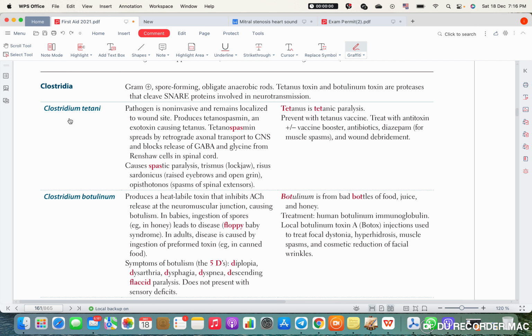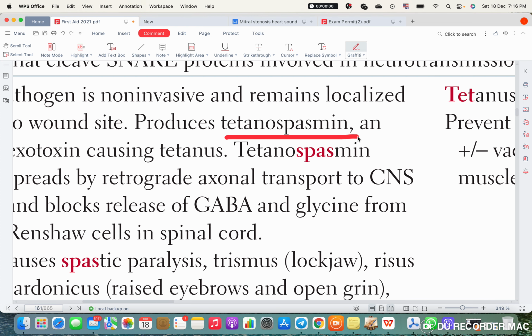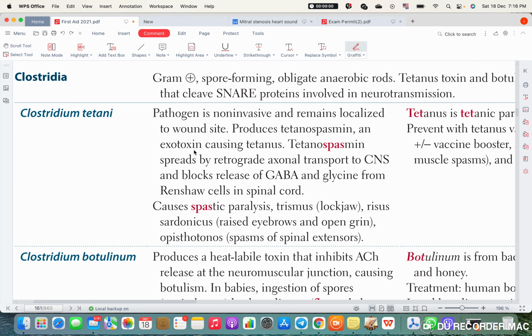So how can a non-invasive microorganism lead to a pathology? By making a toxin. Yeah, the toxin. It enters using the trauma, that's correct, but the use of the toxin is the thing leading to the pathology. So their toxin name is tetanospasmin, which is an exotoxin causing tetanus. Tetanospasmin spreads through retrograde axonal transport to the CNS and blocks the release of GABA and glycine from the Renshaw cells in the spinal cord.